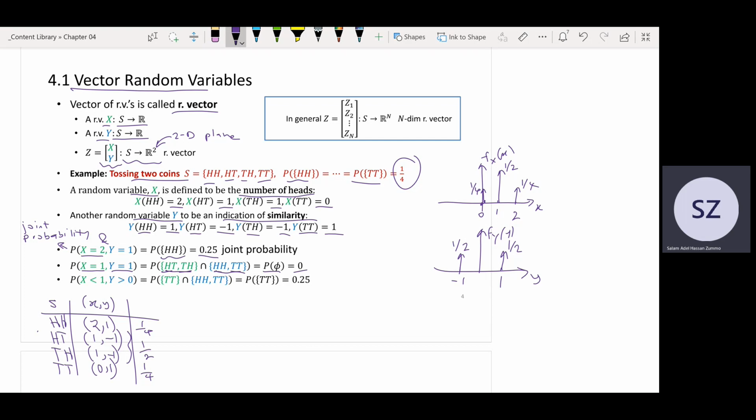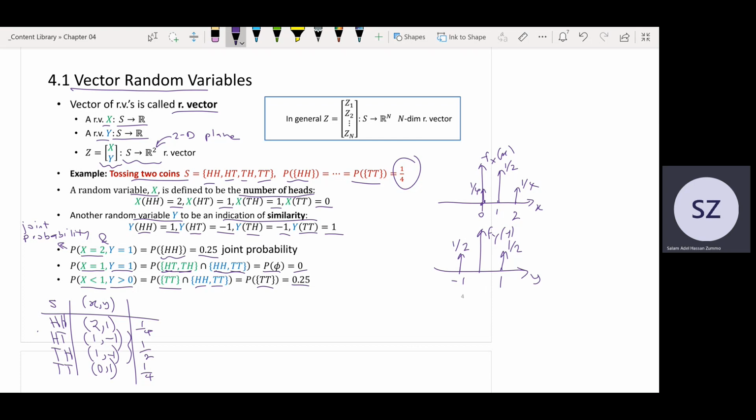But let's talk about different events. X less than 1 and y larger than 0. When does x less than 1 happen? When you have two tails, right? When you have 0 heads. So you have two tails here. This is the corresponding event. When does y larger than 0 happen? When they are similar. So basically when you have head and tail. What is the intersection between them? It is the tail tail, which is 0.25.